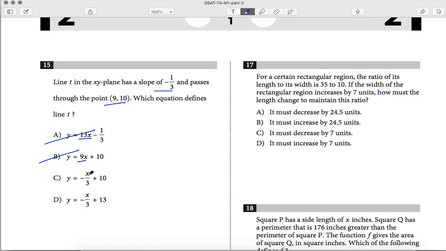So if I plug in 9 here, negative 9 over 3 is negative 3, plus 10. But that gives me 7. It doesn't give me 10, so I eliminate it. And I actually plug it here, negative 9 over 3, negative 3, plus 13. That actually does give me 10 as desired. So our answer is D.